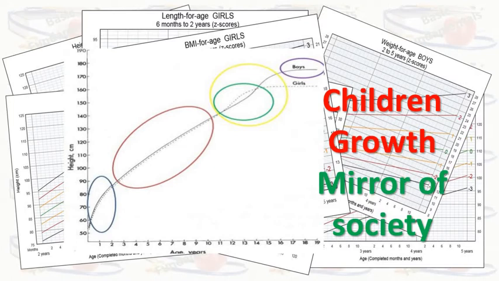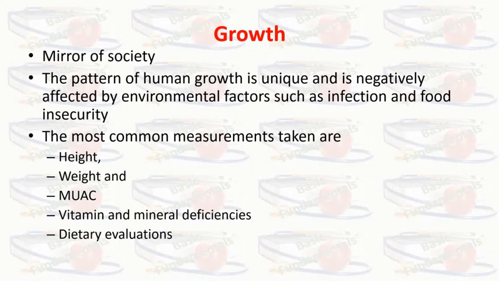Today the topic of discussion is children growth. So the question is, why is measurement of growth important? The answer is, the measurement of growth is one of the most sensitive indicators of child health. Child growth is called the mirror of the society and takes a leading position in the available measures of nutritional status.